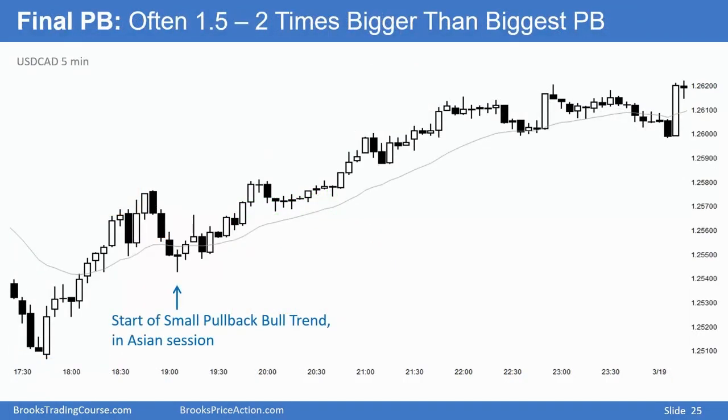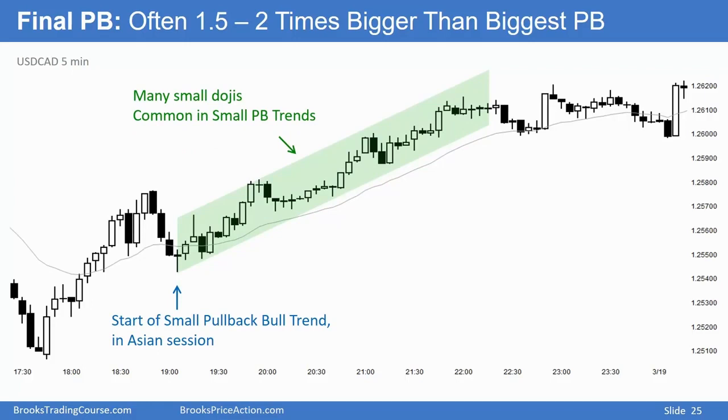This is the euro versus the Canadian dollar, and this is the approximate start of the Asian session, and it began as a small pullback bull trend. A lot of weak-looking bars, dojis here, not particularly big bull bars here, a lot of reversal attempts, but it's still a small pullback bull trend. A lot of dojis, common in small pullback bull trends.